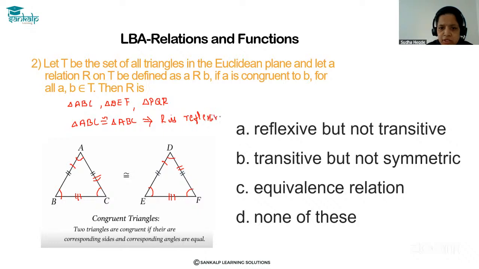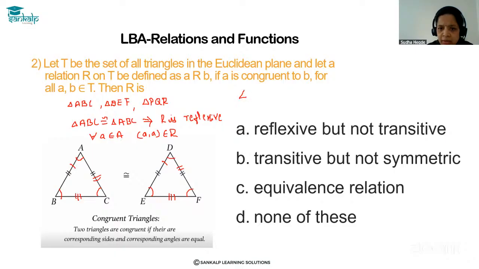What is the definition of a reflexive relation? For all A belonging to T, (A, A) must be in R. So triangle ABC is congruent to triangle ABC. This is (A, A). So R is reflexive.